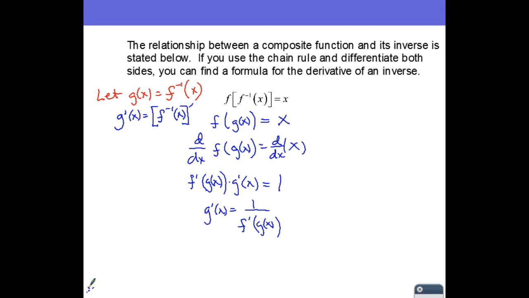So let's rewrite this. So g prime of x is going to be f inverse of x prime, the derivative of an inverse, and that'll be equal to 1 over f prime of g of x. But remember, g of x was nothing more than f inverse of x. So this gives us a formula for the derivative of an inverse.